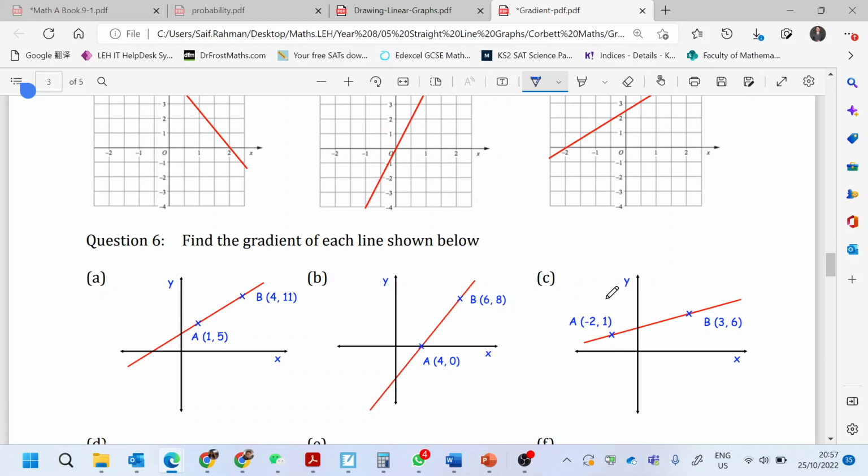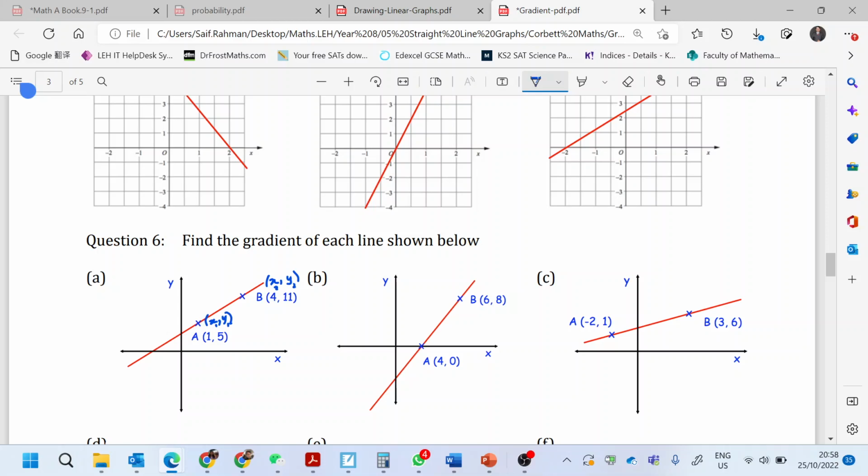In this question, find the gradient of each line shown below. Now we have to find a gradient when we have been given the coordinates of a line. The coordinates of a point are x and y. So here 4 is x and 11 is y, and at point A, the coordinates are x and y, so 1 is x and 5 is y. You can call these x1 and y1, and x2 and y2. So these are 2 points given on this line.